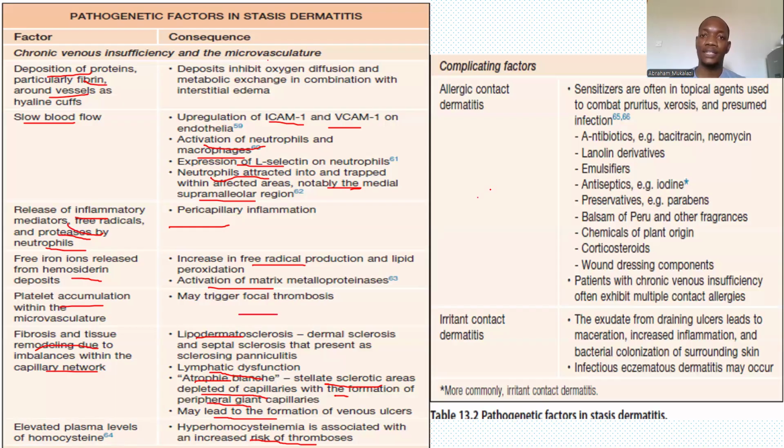Then we have factors that can complicate this stasis dermatitis. The first one being allergic contact dermatitis, with things like lanolin derivatives, emulsifiers, antiseptics, and the rest. This can cause sensitization that can actually worsen the stasis dermatitis. Then you can have things that cause irritation, those that cause irritant contact dermatitis. The other ones cause allergic. These ones cause irritant. They can also worsen the condition. Depending, it can be acids, bases, or alkali that can also irritate the skin, making the situation worse.